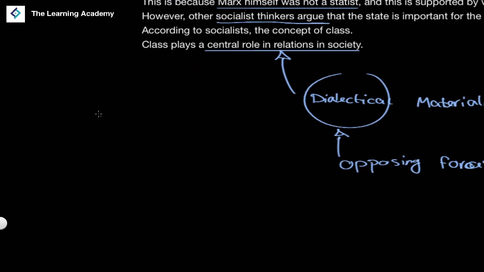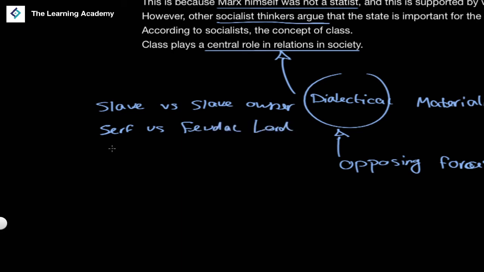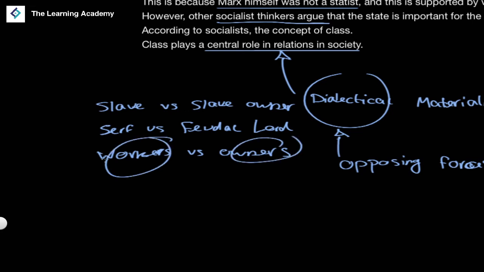So the common example is the slave versus slave owner, or we could have the serf versus the feudal lord, and then we also have, in Marx and Engels' time specifically, the owner class, so we have the workers versus the owners, or the bourgeois versus the proletariat. And this is the kind of opposing dialectical forces that exist within society, and that's how historically things have developed.